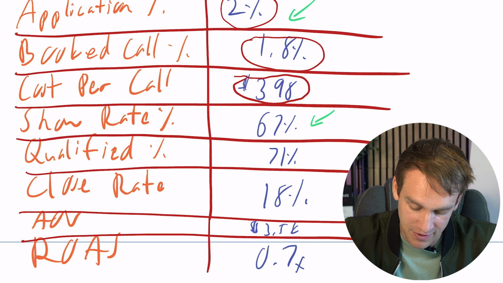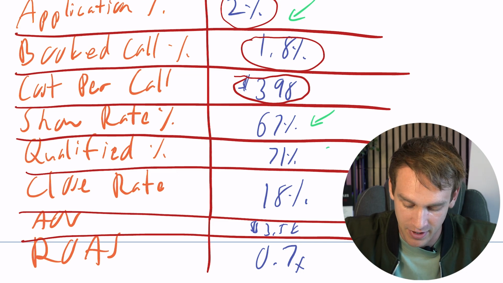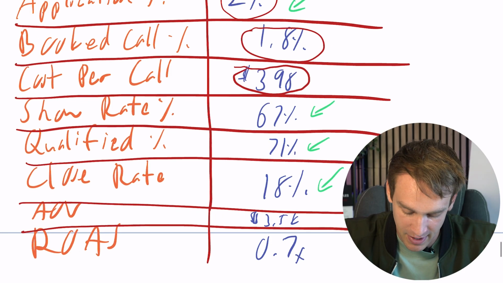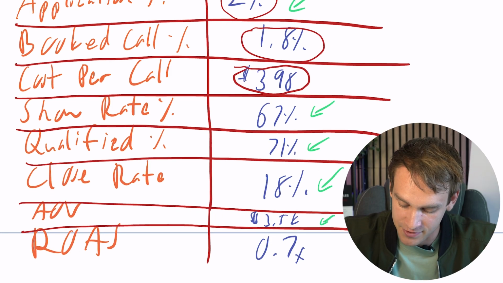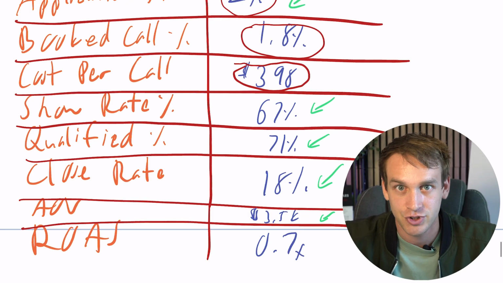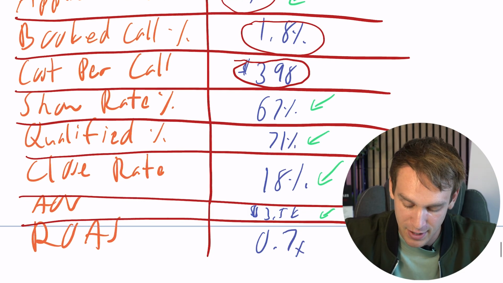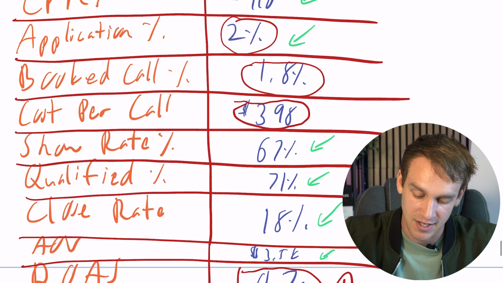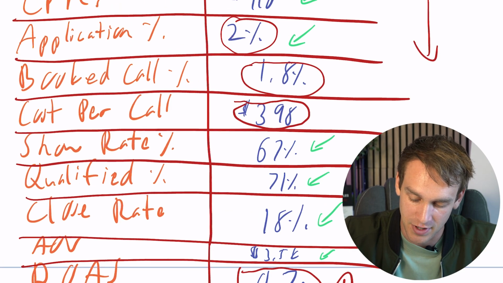Qualified rate, sure, could we get this up to 80? Yeah, but it's not really a huge bottleneck right now. Close rate, can we get this above 20%? Yeah, not big bottleneck right now. AOV, say our offer is 5K, so our team's just like slinging some more payment plans. Can we get that up some more? Sure, but again, not a big bottleneck. Our ROAS is a function of all of this above here. That is low. So once we fix things upstream here, it's going to flow downstream to fix our ROAS.